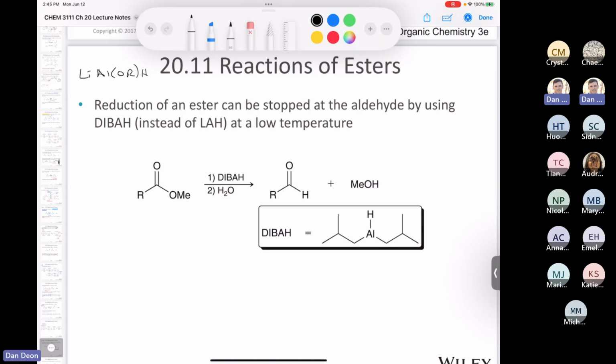hydride. I'm putting my hydride in the wrong spot. There we go. Son of a gun. There. We don't use this reagent.